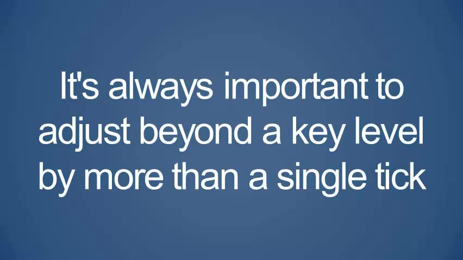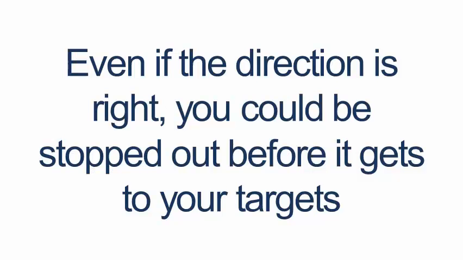It's also important to adjust beyond a key level by more than a single tick. A market can often push through a level by a single tick and reverse quite a bit. This is because failure to find additional buying beyond the level, in this example, is a sign of weakness. The single tick fail can be stretched to a couple or even a few ticks if you're looking at faster paced markets. The reason why the entry needs to be beyond the level is that frequently a market will bounce off of a level on the first test. So even if the direction's right, you could be stopped out before it gets to your targets.